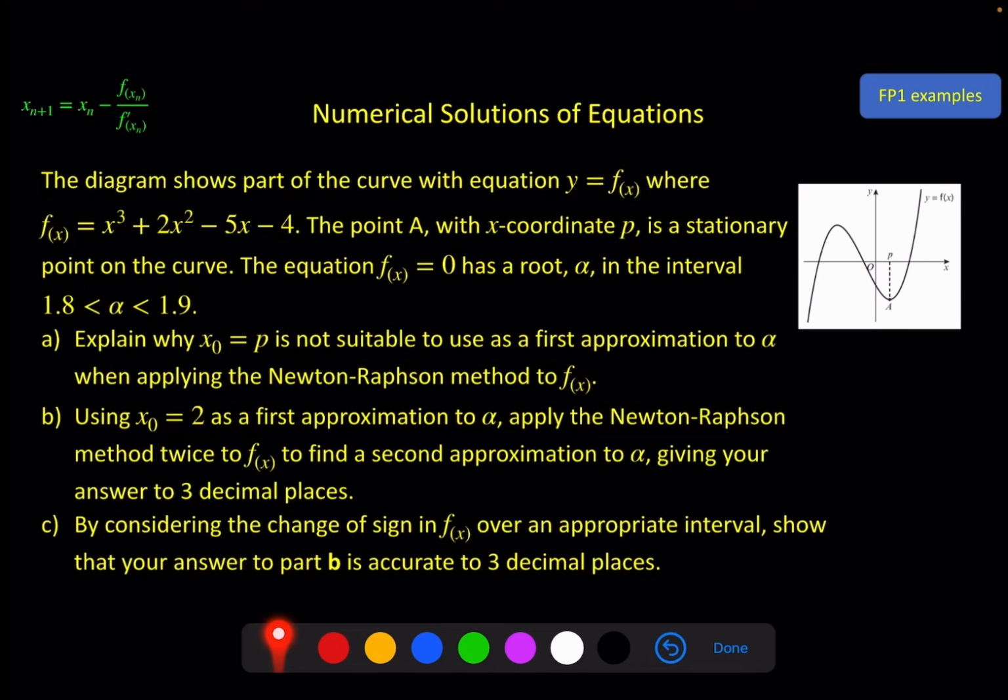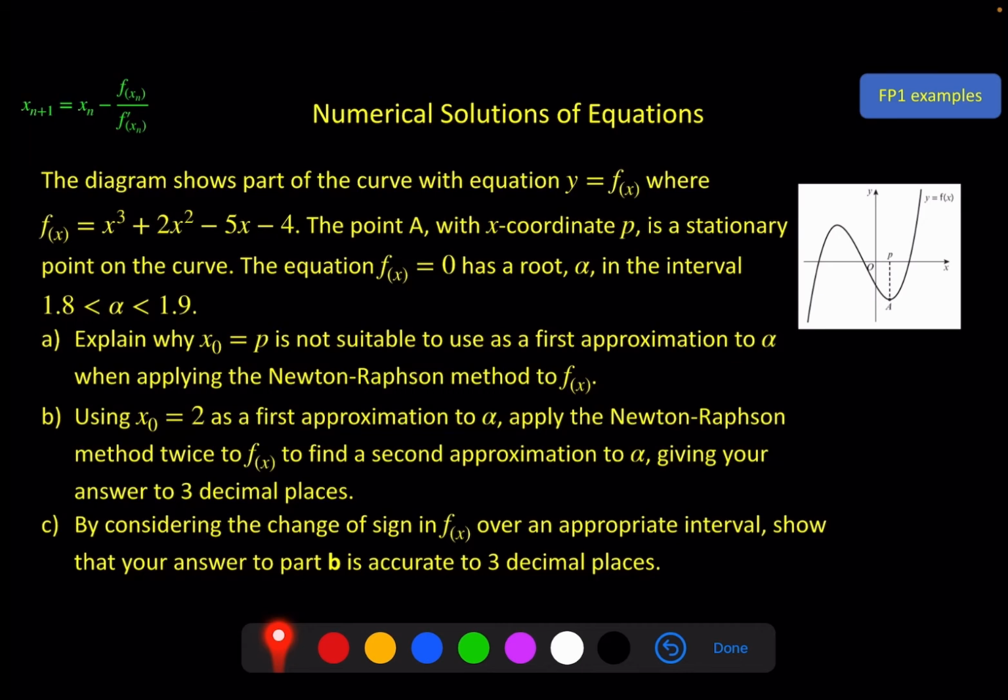Part B gives us our first approximation x0 equals 2 for alpha, and says apply the Newton-Raphson method twice to f of x to find a second approximation to alpha, giving our answer to 3 decimal places. Which is a slightly strangely worded question, because it's giving us x0 as the first approximation, and it's asking us to find x2 as the second approximation, implying that x1 is not an approximation, just part of your working out. But I think we'll skip over the problems with the language there, and just go ahead and do what it says, apply it twice, giving our answer to 3 decimal places.